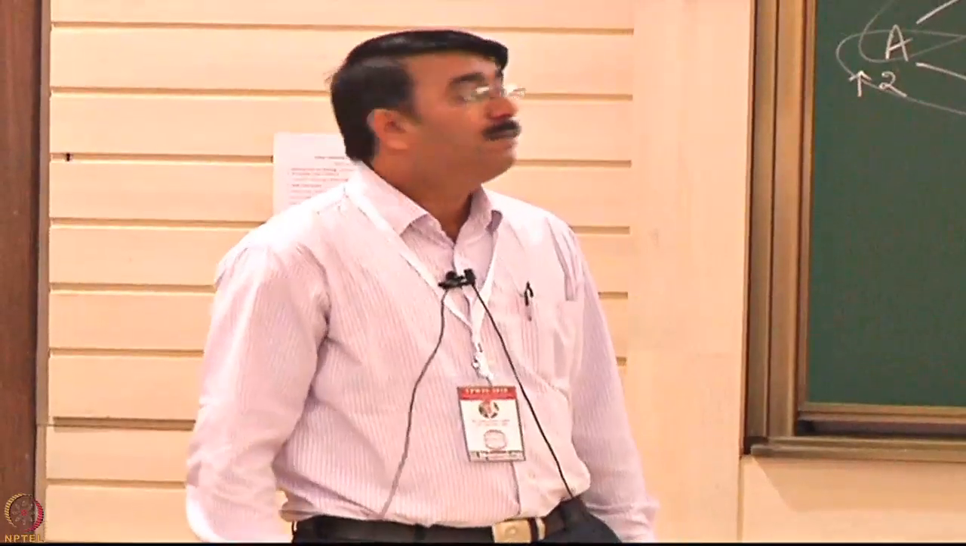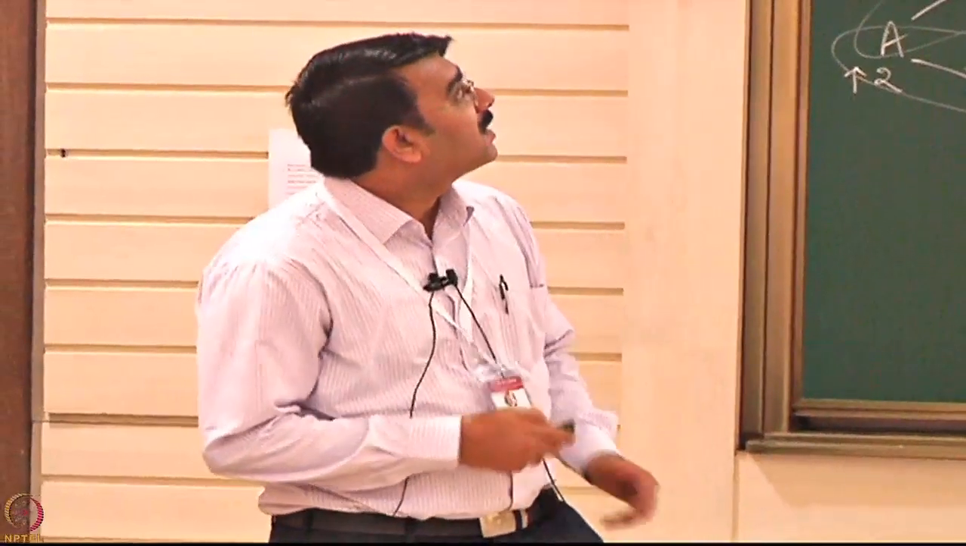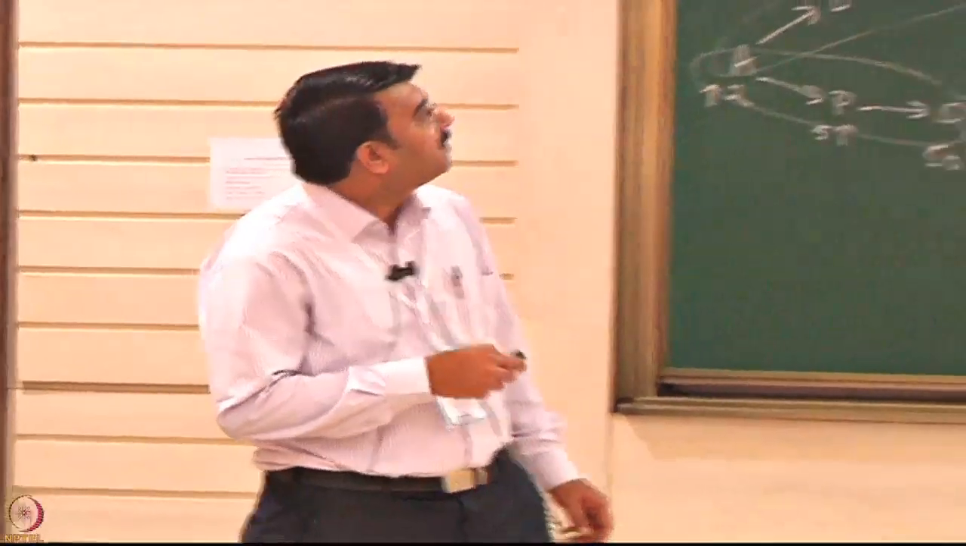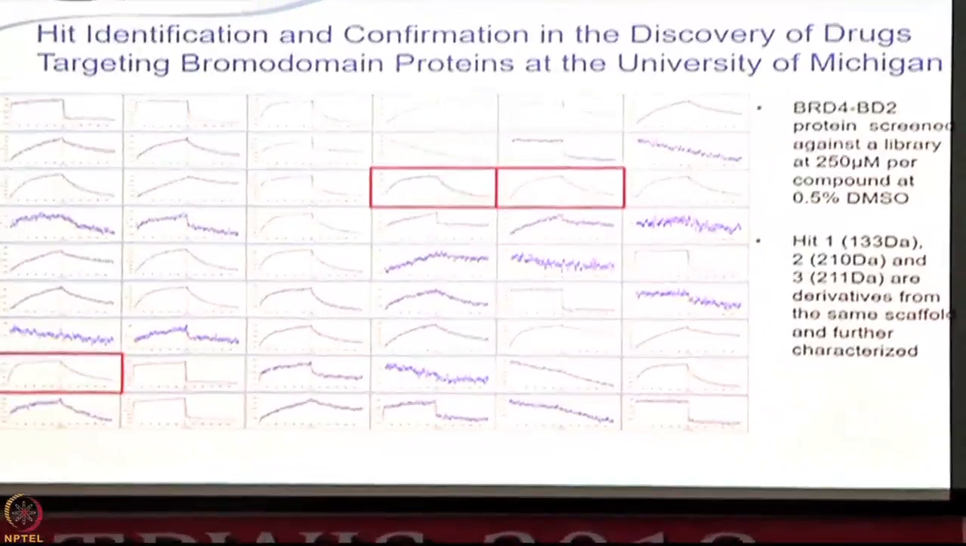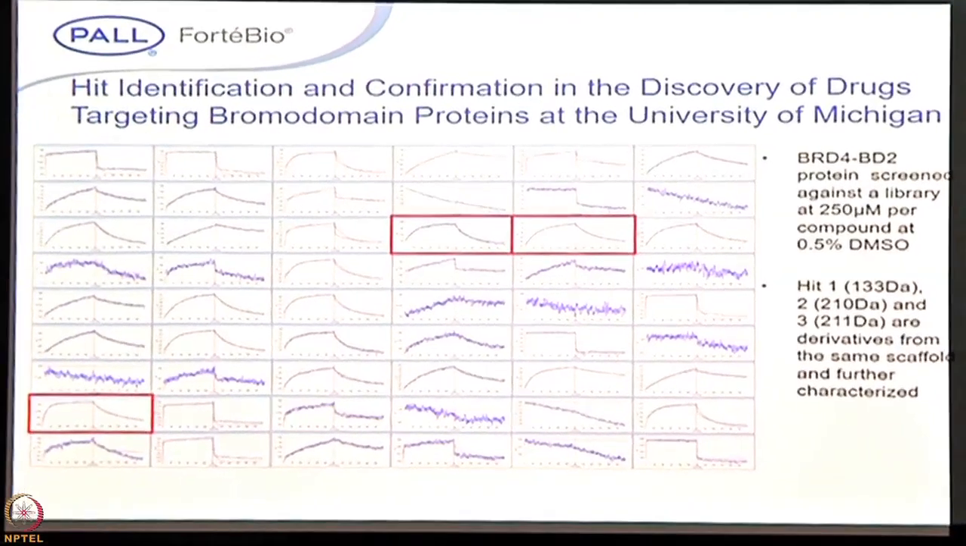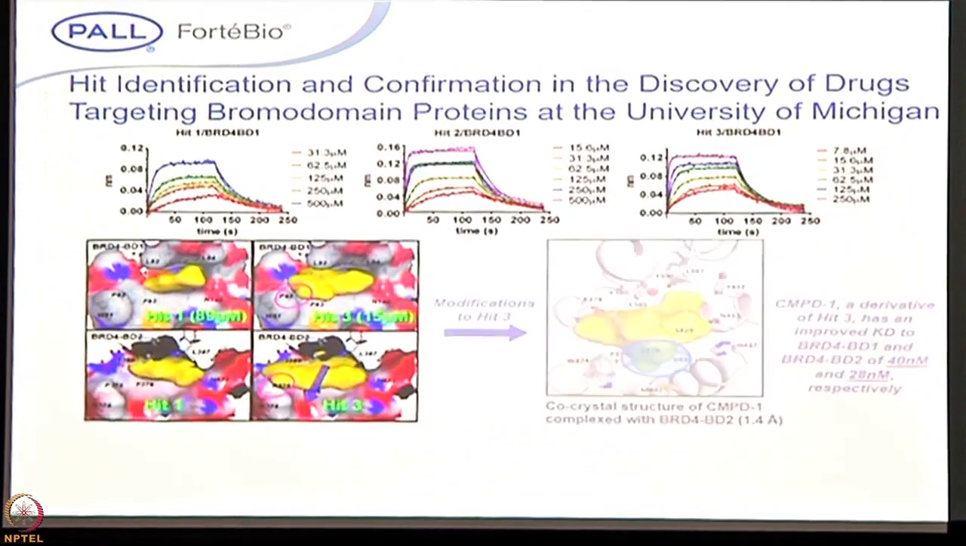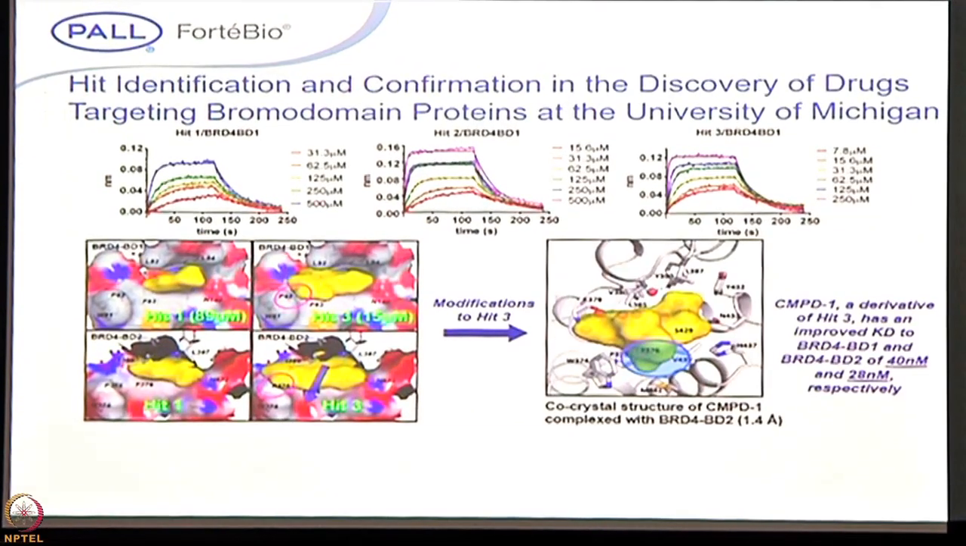One more important area is drug discovery applications, small molecule protein interactions. If you look at one concentration, you can screen as many compounds as possible, and then based on the off rate, you can select the right candidates. This is work from the University of Michigan. They published on this, and developed three hits with complete kinetics characterization using the bromodomain 1 protein.